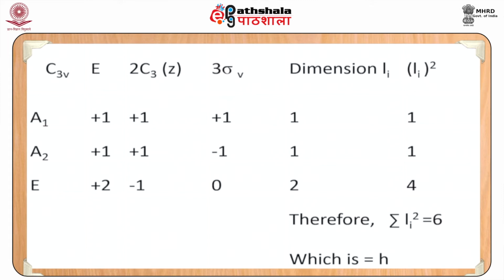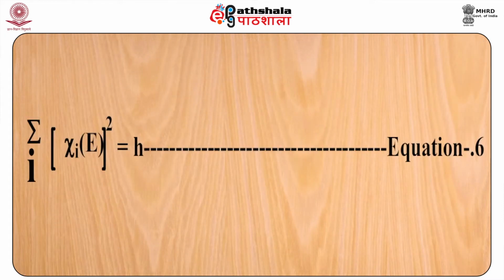Since the character of E represents the dimension of the irreducible representation, equation 5 can be rewritten as the summation over i of chi i of E squared is equal to h.